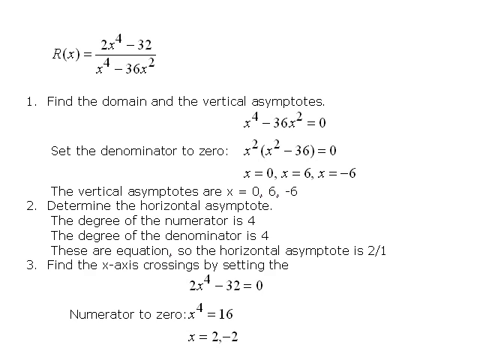Here's the problem from the homework. So we have a rational function. The numerator is 2x to the 4th minus 32. The denominator is x to the 4th minus 36x squared. So we do the same thing again.